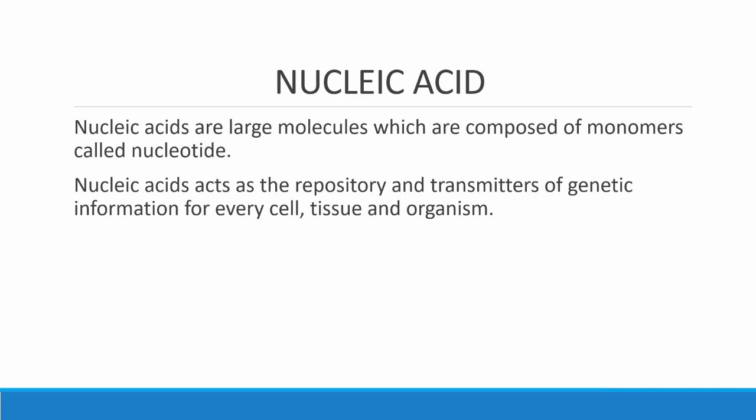Nucleic acids are large molecules composed of monomers called nucleotides. They can also be referred to as polynucleotides, which means they contain a whole lot of nucleotides. These nucleic acids act as the transmitter or storage of genetic information of cells, tissues and an entire organism. They help to preserve the genetic information of an organism and transfer it down to the next generation.